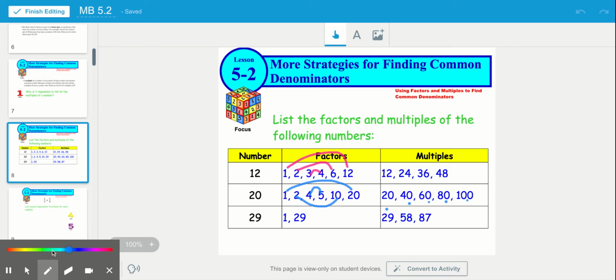And finally for 29, see these are ones that we're used to. 29 is an odd number. Take a look at that. It only has 1 and 29. Nothing else can go into it evenly. So the only factor pair for 29 is 1 times 29. But the multiples can keep going on forever. We can see this is 29 times 1, 29 times 2, 29 times 3. So they did the first 3 multiples of 29.